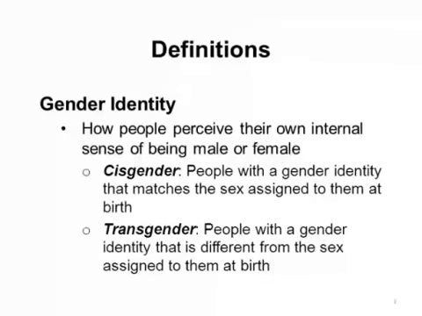Gender identity. Gender identity is how we perceive ourselves as being male or female. Most people develop a gender identity that matches their biological sex. However, some people do not. People with a gender identity that matches their biological sex are called cisgender. People with a gender identity that is different from their assigned sex are called transgender. So gender identity has two subtypes, cisgender and transgender.